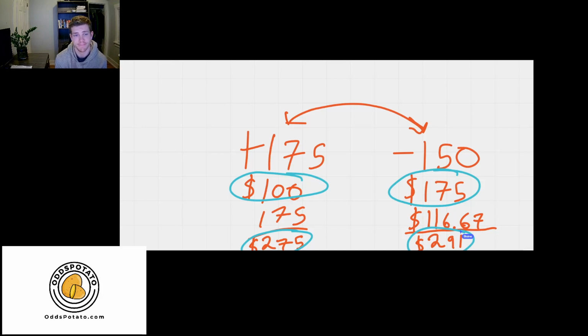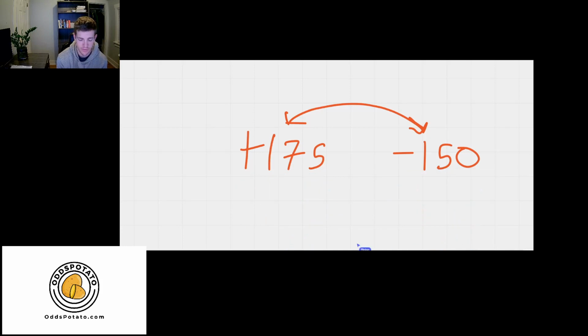Not bad. So oftentimes the ARBs are bigger than this, but with this simple math, you can take advantage of it and know how much to bet on both sides. If you want to change, like I said before, your bet amount to like $50, you just have to do the same math divided by 2.